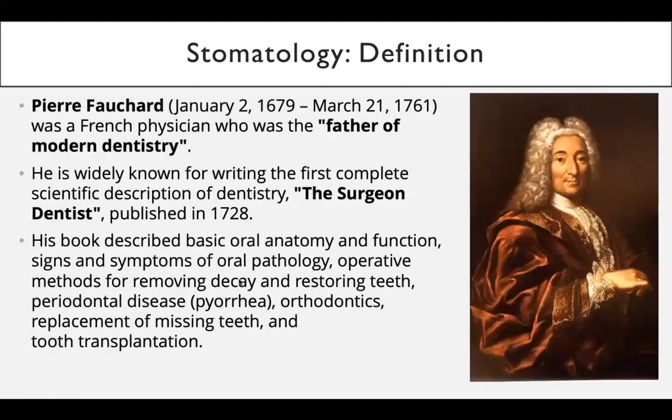Pierre Fauchard, 1679 to 1761, was a French physician who was the father of modern dentistry. He is widely known for writing the first complete scientific description of dentistry, The Surgeon Dentist, published in 1728. He published this first book explaining a lot of things about oral anatomy and function.